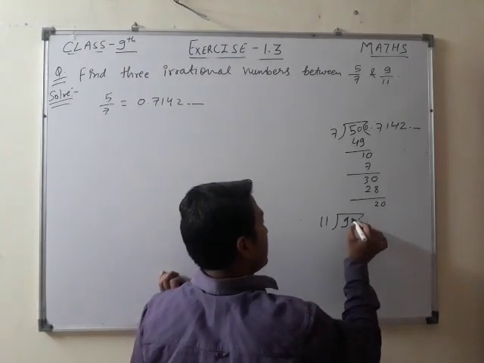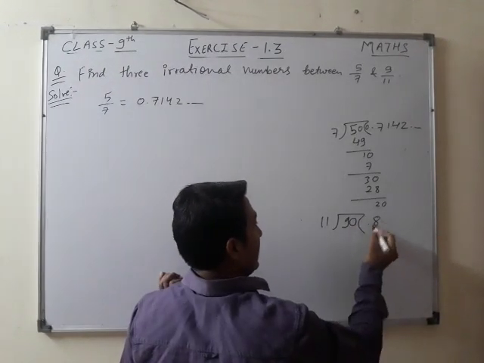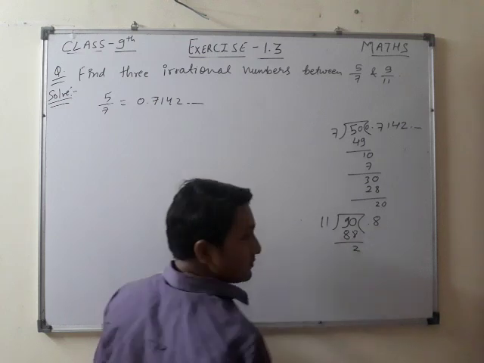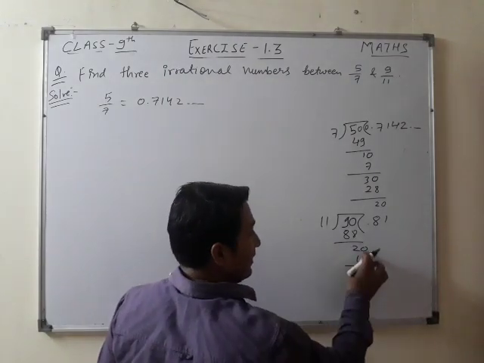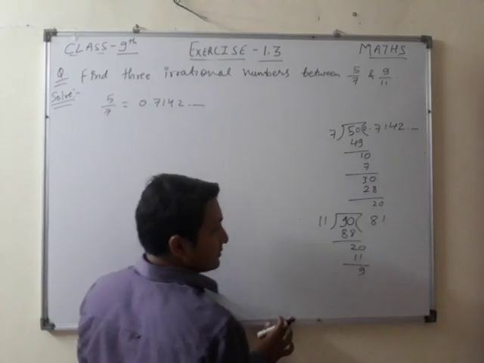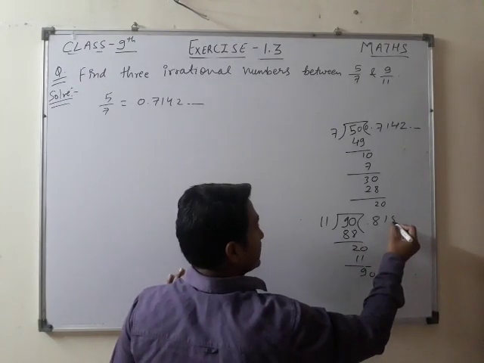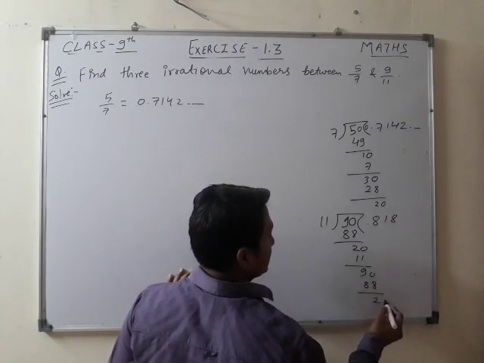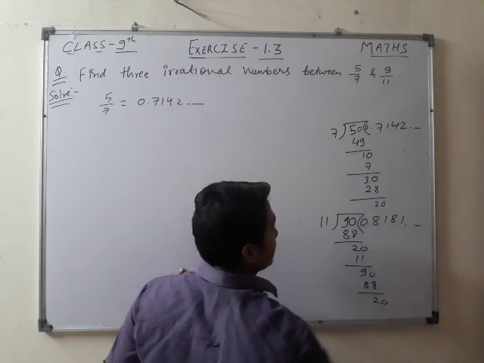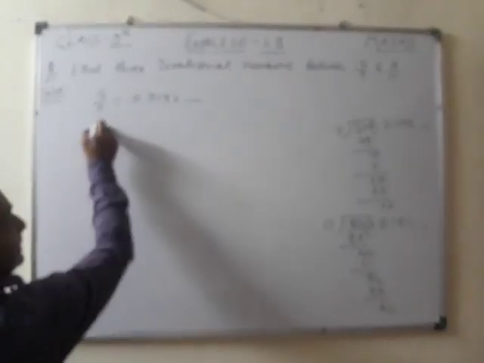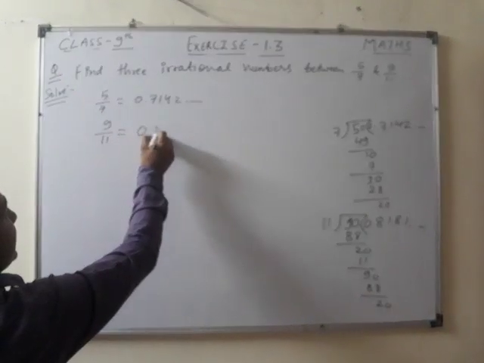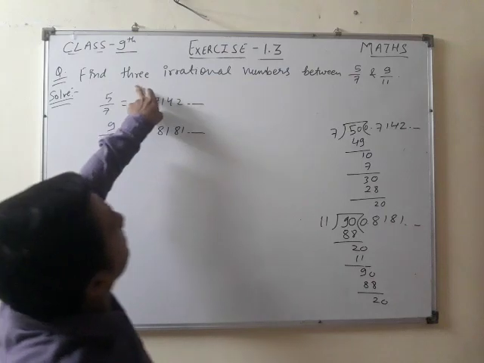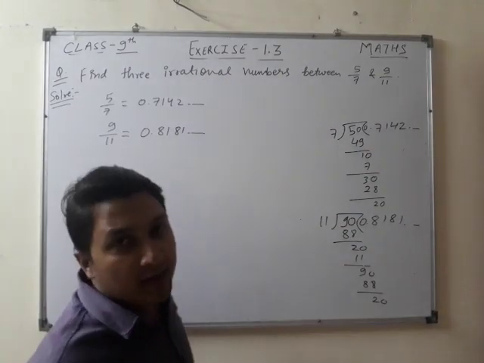Now we will convert 9/11 into decimal expansion. When you put the decimal, you put the 0. 11 eights are 88, remainder is 2. 0 is there, 11 ones are 11, and 9 is the remainder. 0, 11 eights are 88, again 2 is the remainder, 11 ones are 11, so it will continue as it is. So you can write 9/11 as 0.8181 and so on.